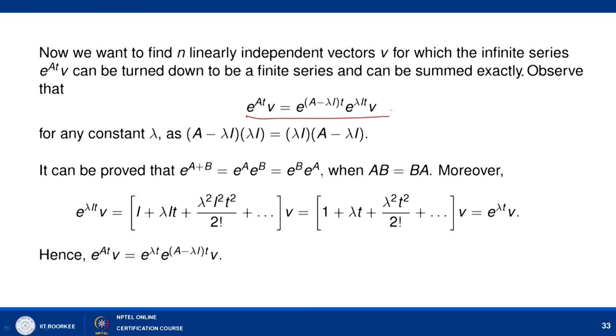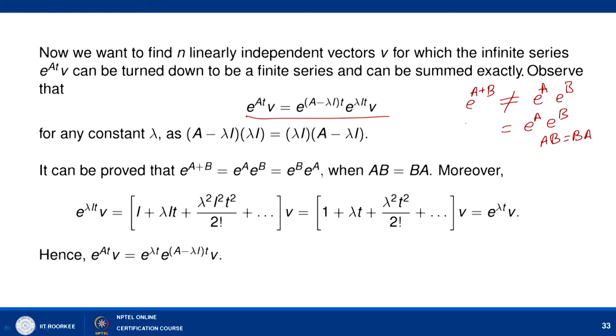So, one thing we note down here is that it may not be true that e to the power a plus b equals e to the power a into e to the power b. This is very common in terms of scalar series, but in the case of matrix series it may not be true. It is true in a particular case when ab is equal to ba. So, in case of ab equal to ba, e to the power a plus b can be written as e to the power a into e to the power b.